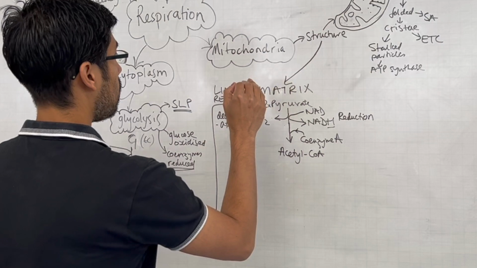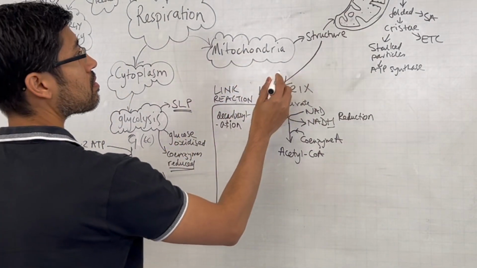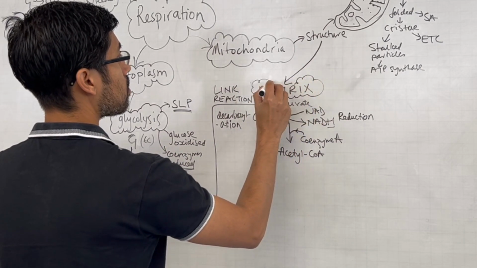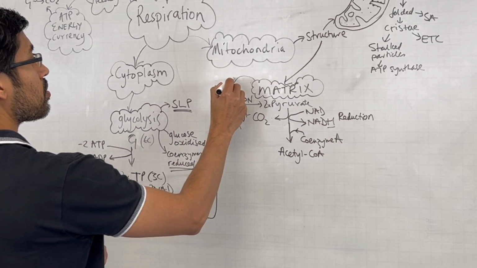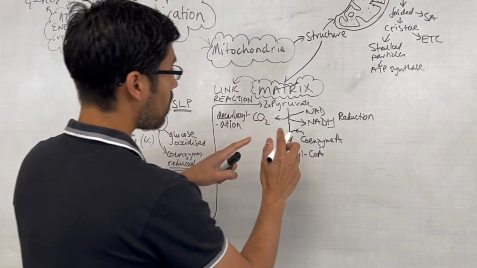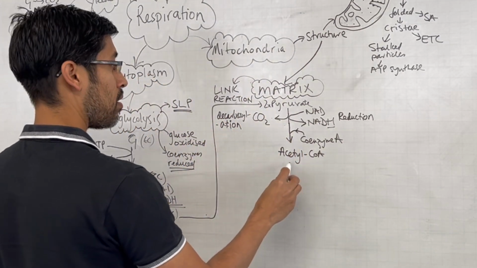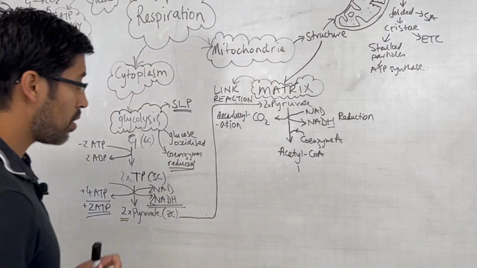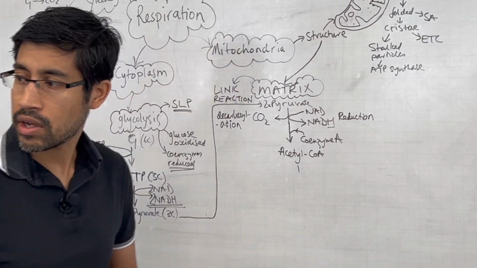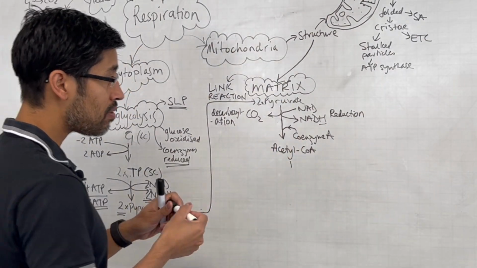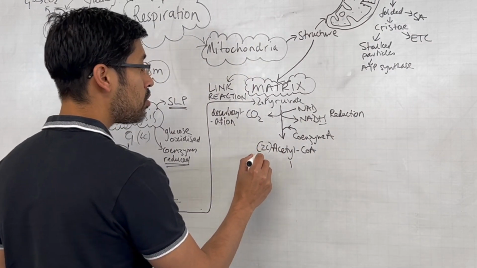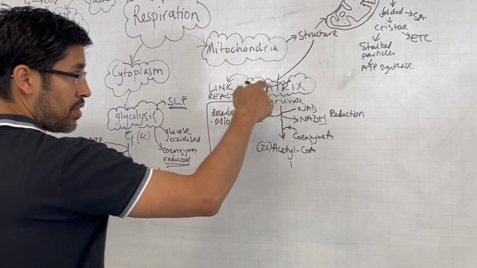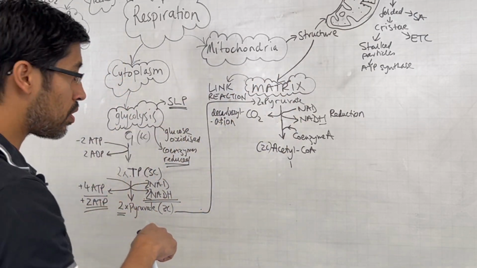Okay? Right then, so still in the matrix, all this is happening in the matrix. So we've got the link reaction happening in the matrix. And then, continuing in the matrix, we have the acetyl-CoA then entering the Krebs cycle, or the tricarboxylic acid cycle. What happens then? Remember that the acetyl unit is now only 2 carbons because we lost some carbon dioxide in the link reaction. This continues to happen in the matrix of the mitochondria.